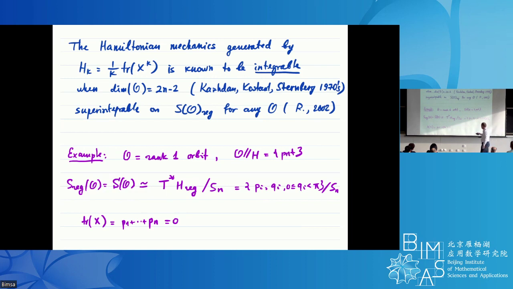So in this case, the regular part of the orbit is the orbit itself. So there is no stratification. So it's just this orbifold. So H regular is just the collection of circles. So natural coordinates are Qi, Q between 0 and pi, and then you have Pi on the cotangent directions, and the condition that Qi is not equal to Qj. Then X is traceless, so that means that the sum of p's is 0.